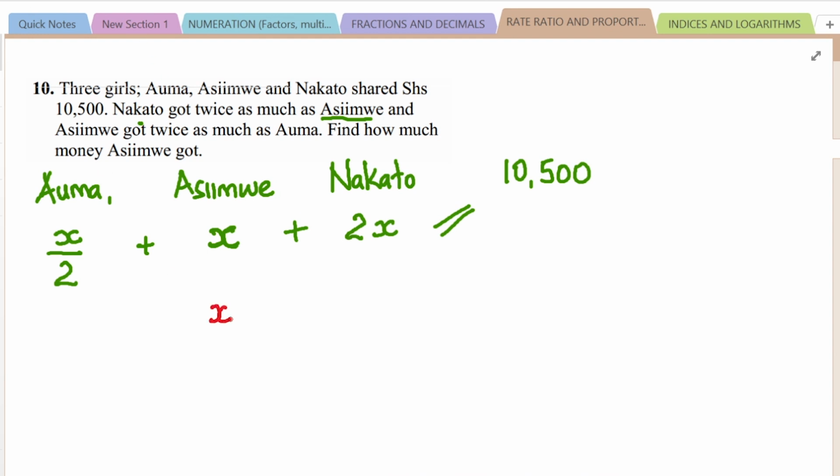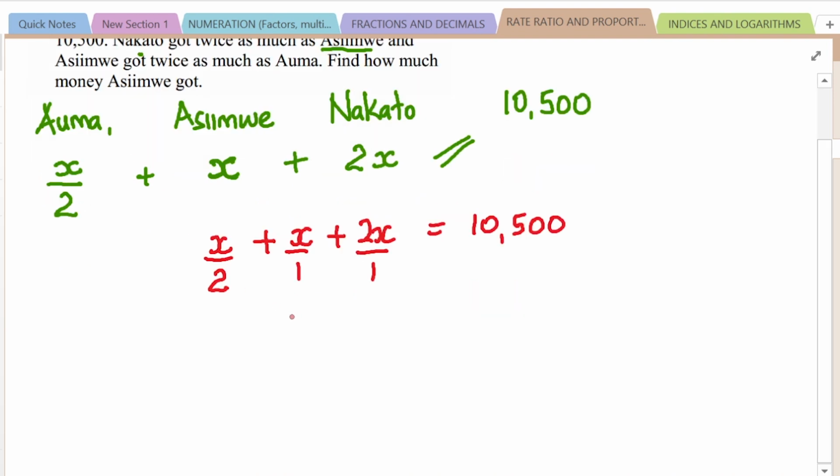So this is going to become (X minus 2) over 2, that's what Auma got, plus X plus 2X is giving us 10,500. So from here, we can find the LCM. The LCM is 2. 2 divided by 2 is 1, 1 times X is X, plus 2 divided by 1 is 2, 2 times 2 is plus 2X, plus 2 divided by 1 is 2, 2 times 2 is plus 4X, is going to give us.